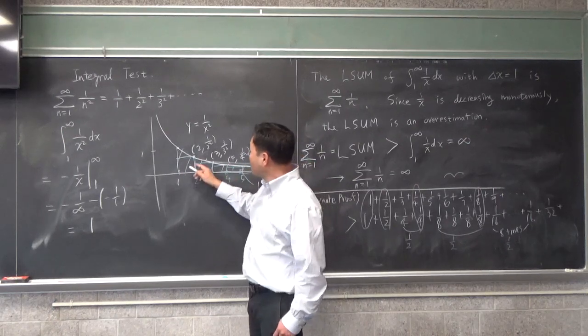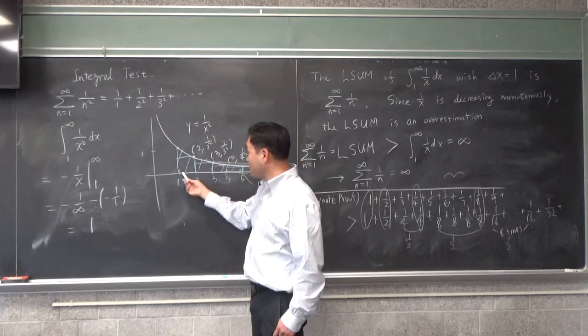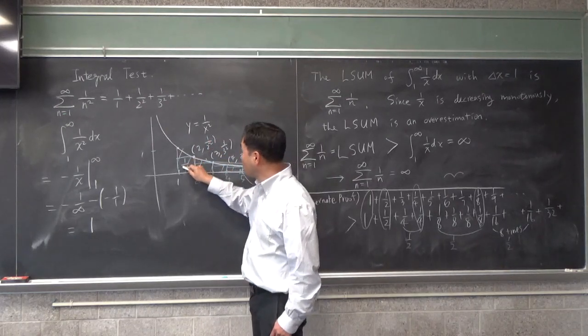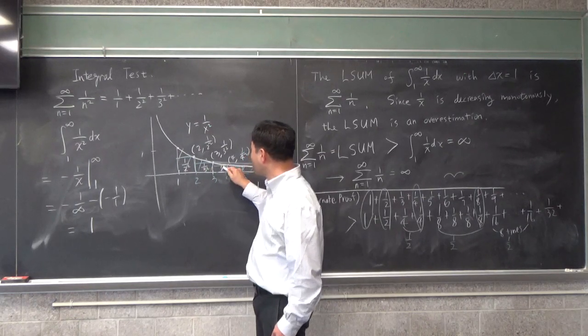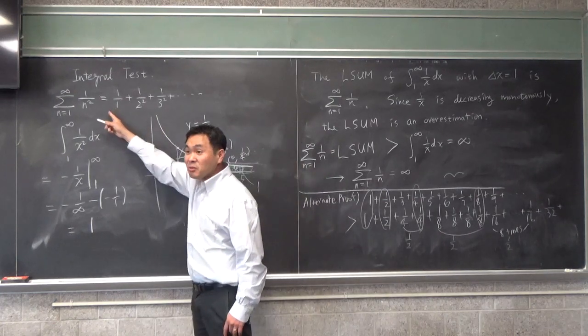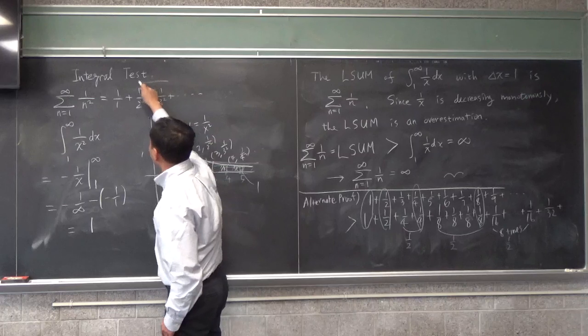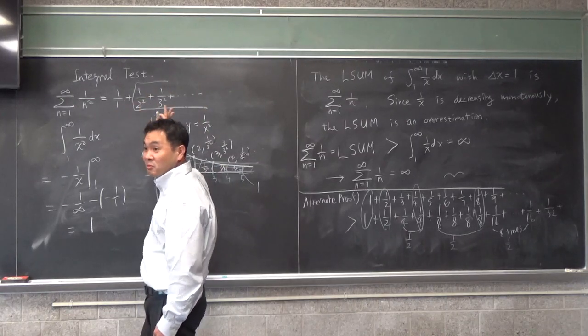Okay, so therefore, what's this area? Height is 1 over 2 squared, base length is 1. So this will be 1 over 2 squared. And then 1 over 3 squared, 1 over 4 squared, 1 over 5 squared. So it leaves this, the very first one out, but that's okay. If this much converges to a finite value, then adding a 1 will still be a finite number.